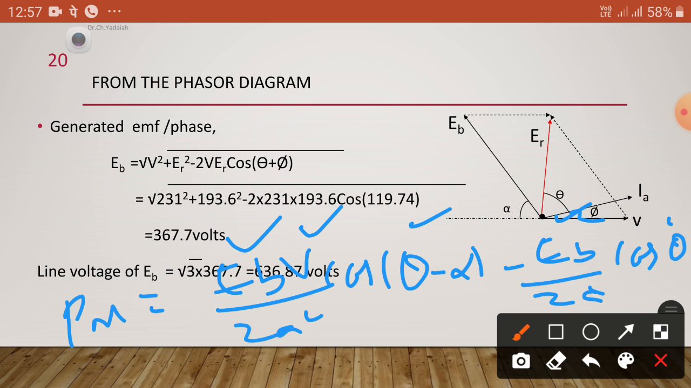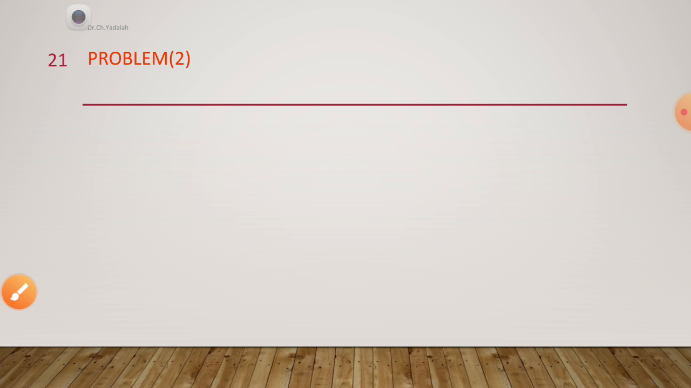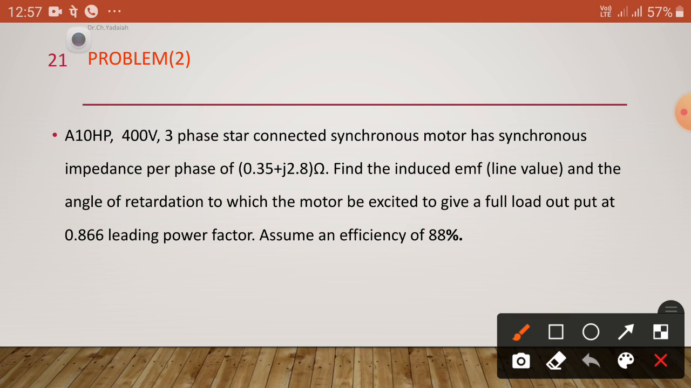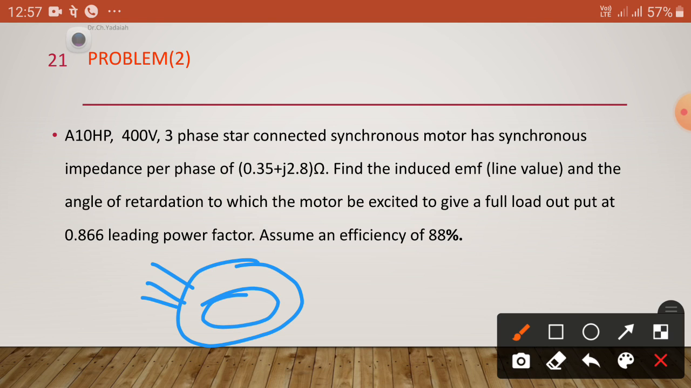So these are all calculations based on simple manipulation of these equations. I think you have some idea. Now let us do another problem. Here a 10 HP motor is given, 400 volts, star connected synchronous motor, and the synchronous impedance Zs is also given.